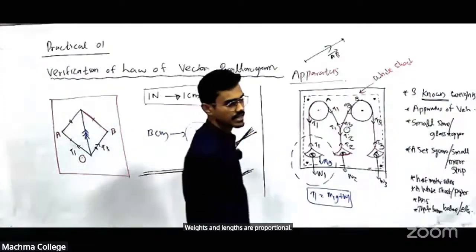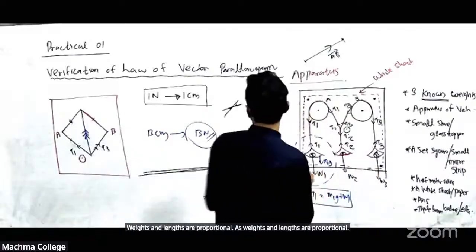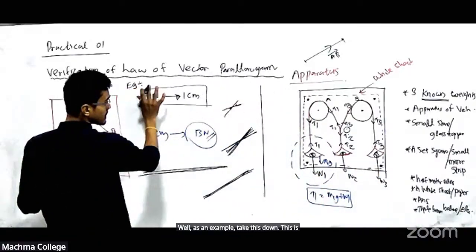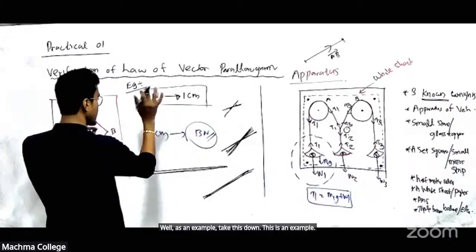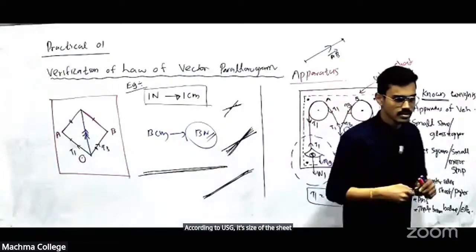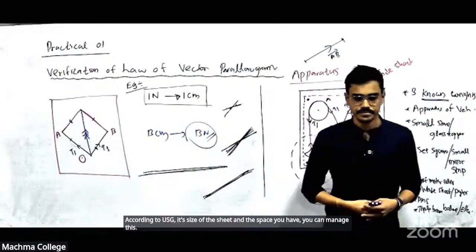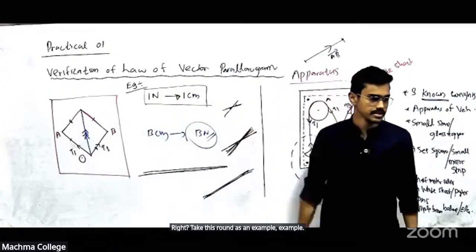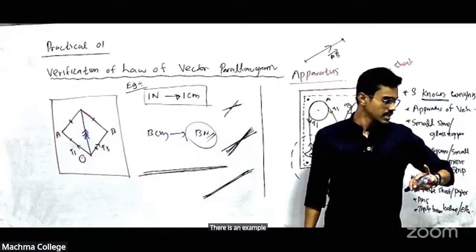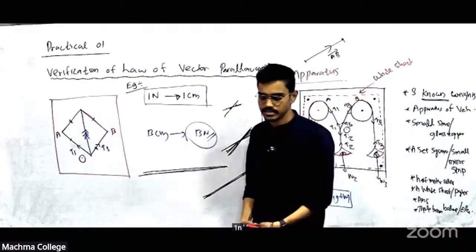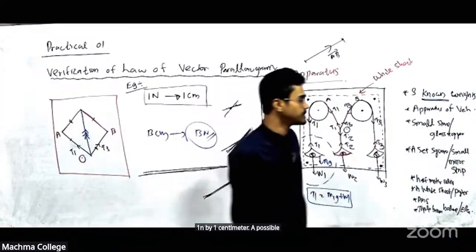Now, as an example, take this down. This is an example, not a rule. According to the size of your sheet and the space you have, you can manage this. Take this down as an example: 1 Newton by 1 centimeter. That is a possible example scale.